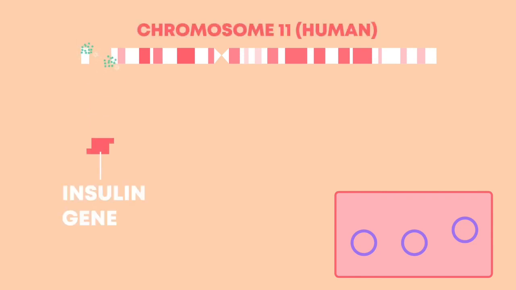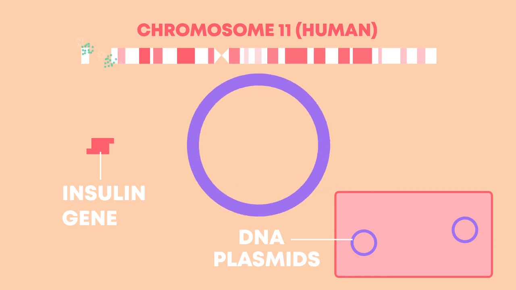The insulin gene is cut from chromosome 11 using special enzymes called restriction enzymes. Bacteria possess small circular strands of DNA floating in their cytoplasm. These strands of DNA are called plasmids. A plasmid is extracted from the bacterium cell.